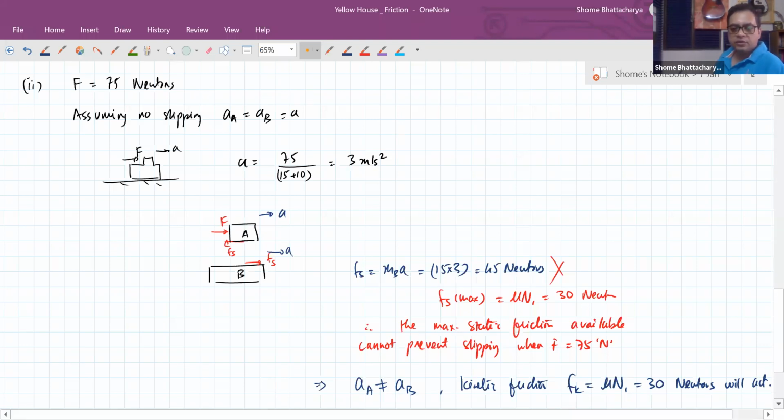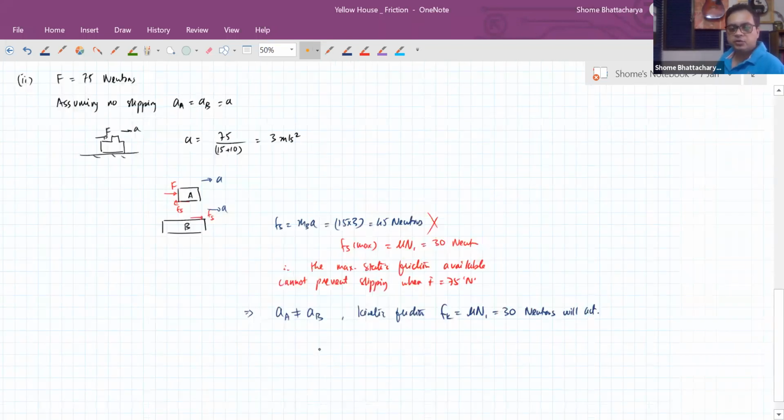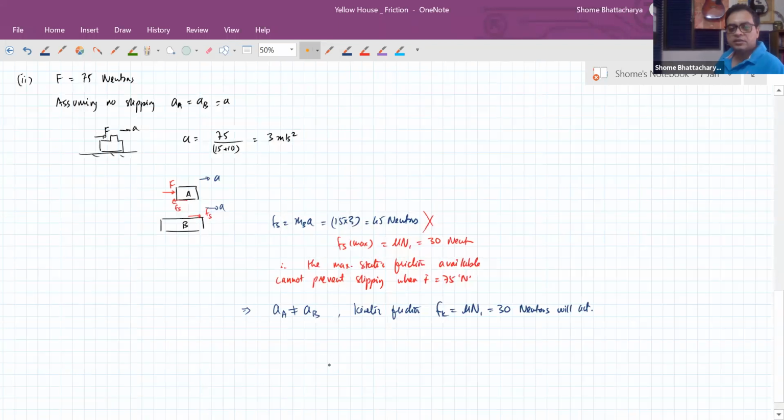So you go back to making a fresh set of free body diagrams, and you cannot make a combined free body diagram anymore because they have different accelerations. So on this, there is this and kinetic friction. On this, there is kinetic friction. This will have a different acceleration. This will have a different acceleration.